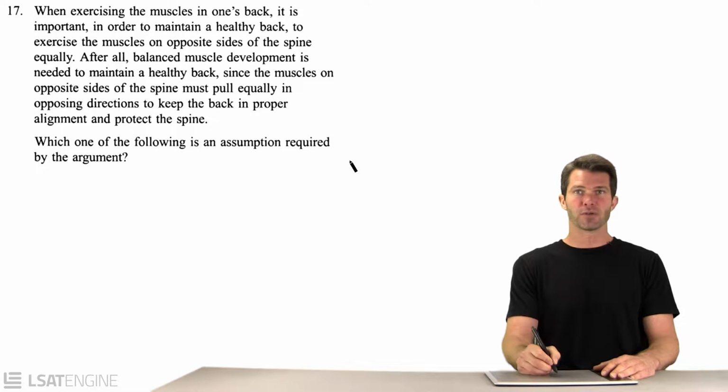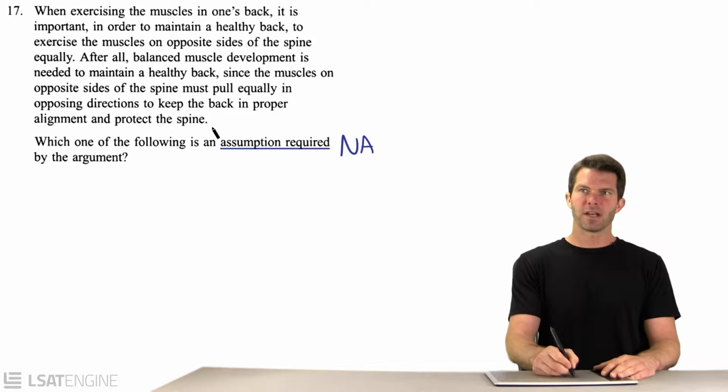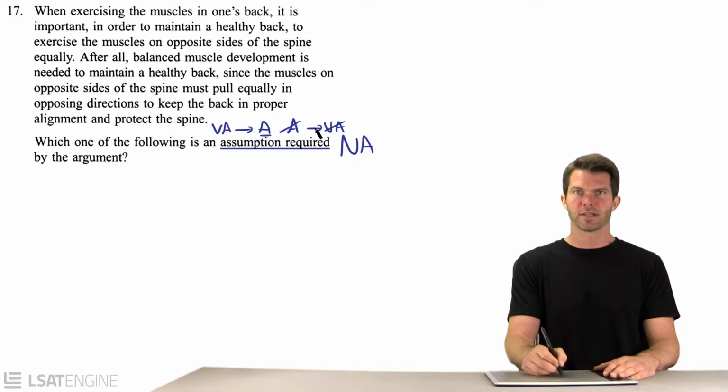This is a necessary assumption question. We can tell because the assumption is required by the argument. And that means that in order to have a valid argument, we need this assumption. It is literally necessary. And when we deny the necessary assumption, it should be really damaging to the argument. We'll no longer be able to have a valid argument. And that's one of the tests we can run for necessity.